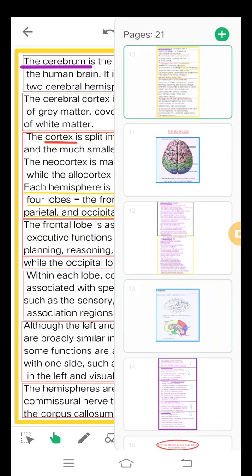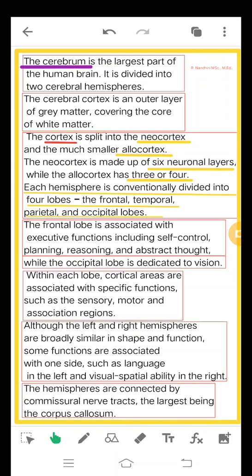So these are the lobes of the cerebral hemispheres: frontal, temporal, parietal and occipital. Then the frontal lobe is associated with executive functions including self-control, planning, reasoning and abstract thoughts. These are controlled by the frontal lobe. Then the occipital lobe is dedicated to vision.